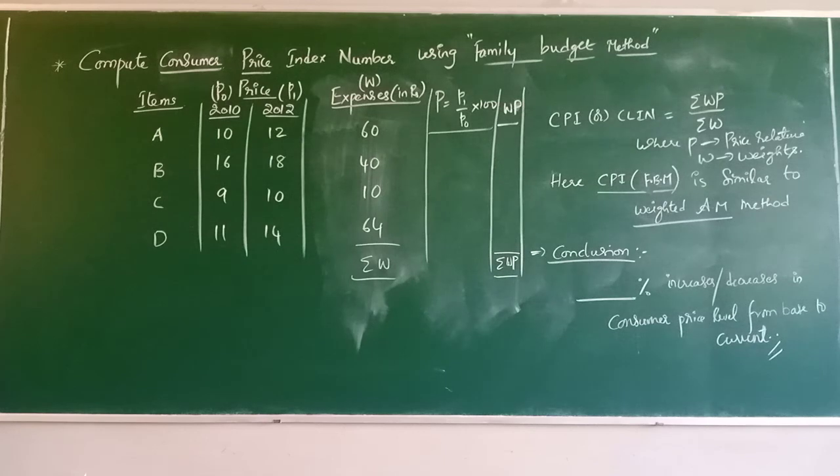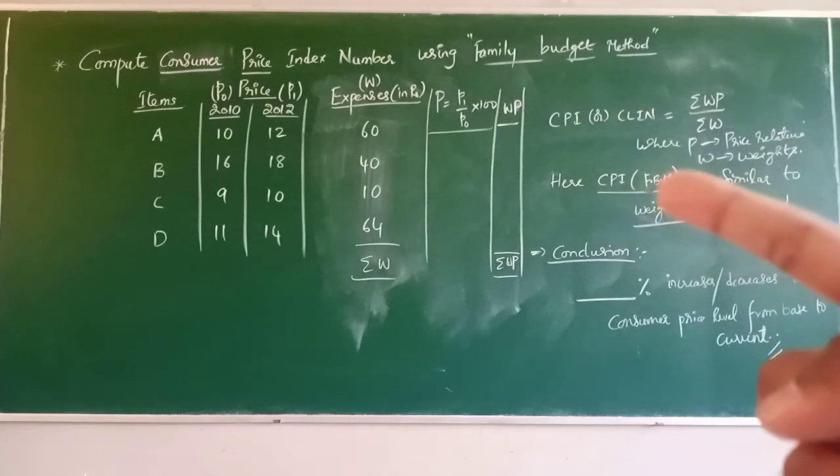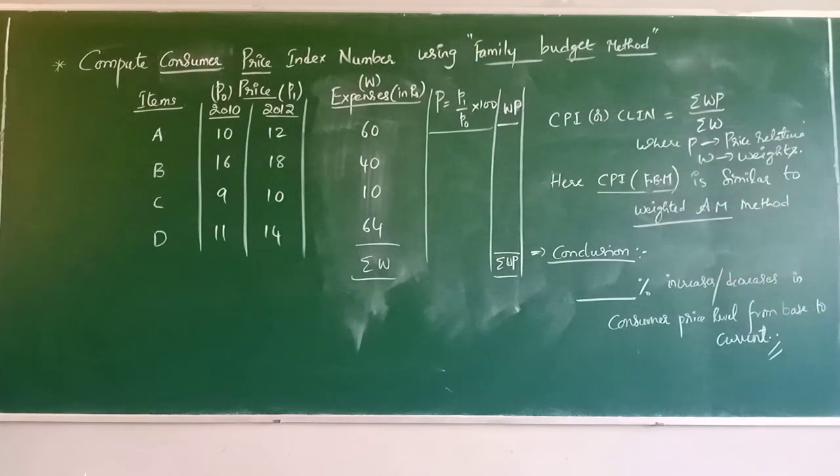Remember, W. So look at the formula first, the family budget method. See there, in this method the consumer price index is constructed by using the weighted arithmetic mean. You know the formula, weighted arithmetic mean, that is summation WP by summation W. That's why I have mentioned clearly there, the CPI family budget method is similar to the weighted arithmetic mean method. It is similar to the weighted arithmetic mean, right?